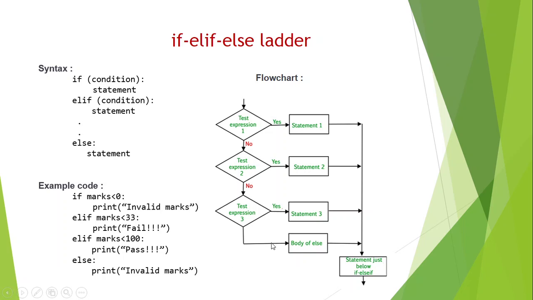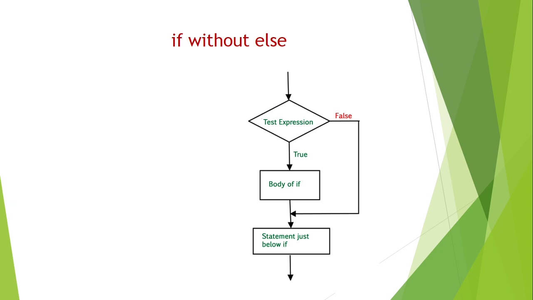So this is how an if elif else ladder works. Now we can use if without an else. Only if can be used in a programming language. Suppose we have a test expression. If it evaluates to true, then we can write the code or statements which should be part of the if block that should be executed on this expression being true. Otherwise, we can simply move on to the next statements after this if, skipping the else part.